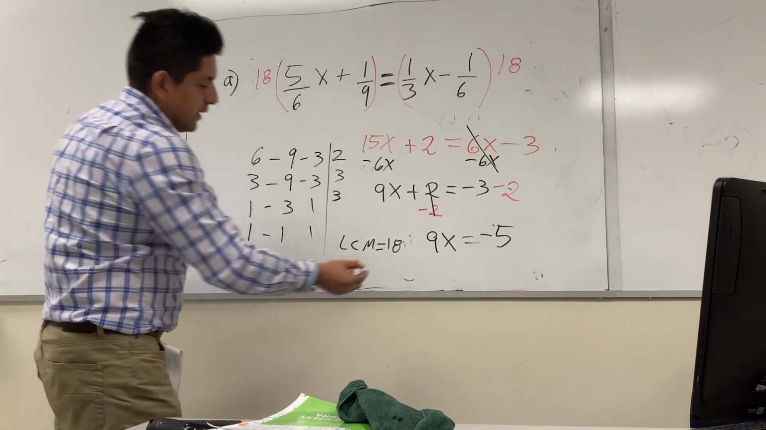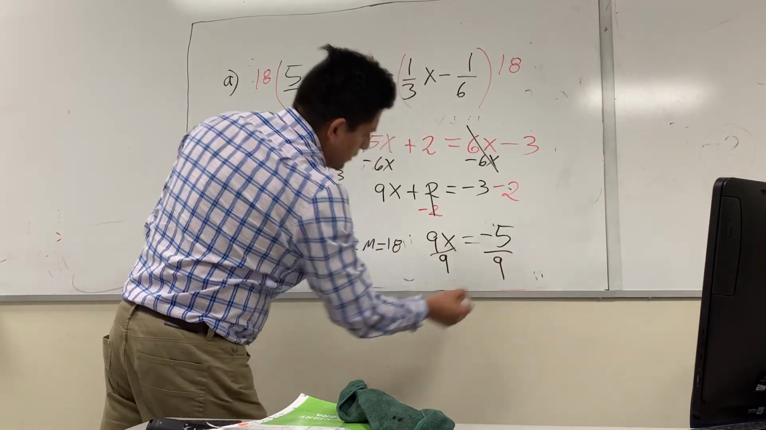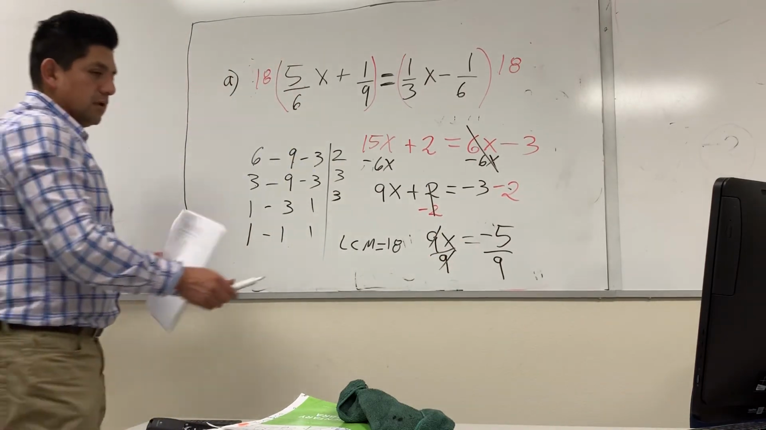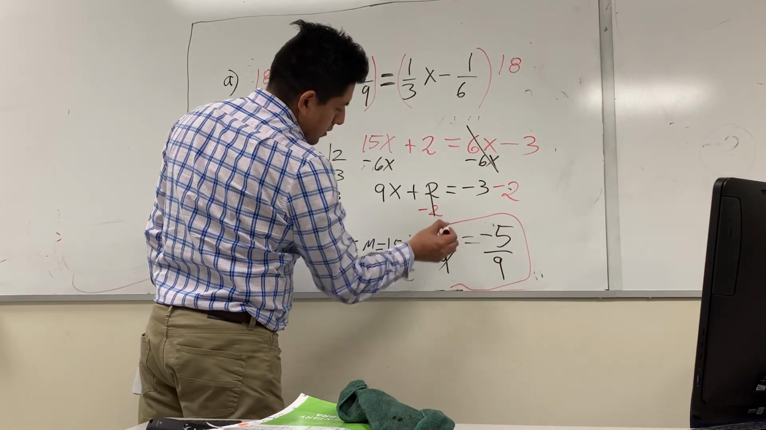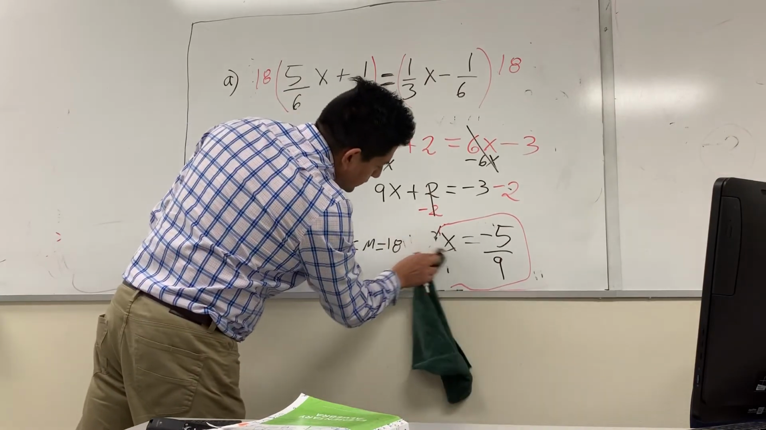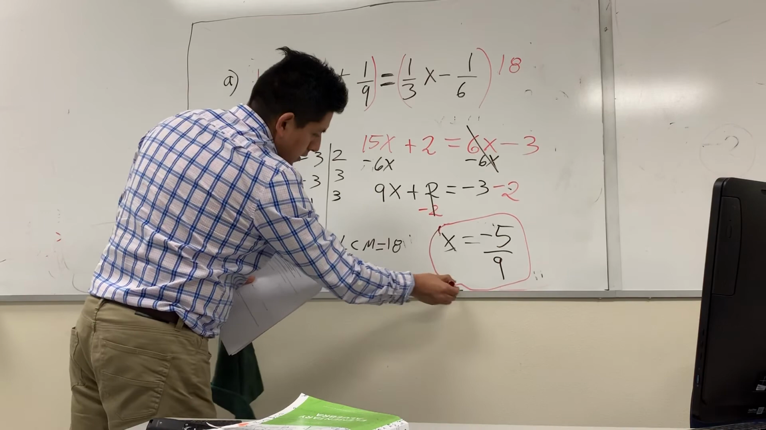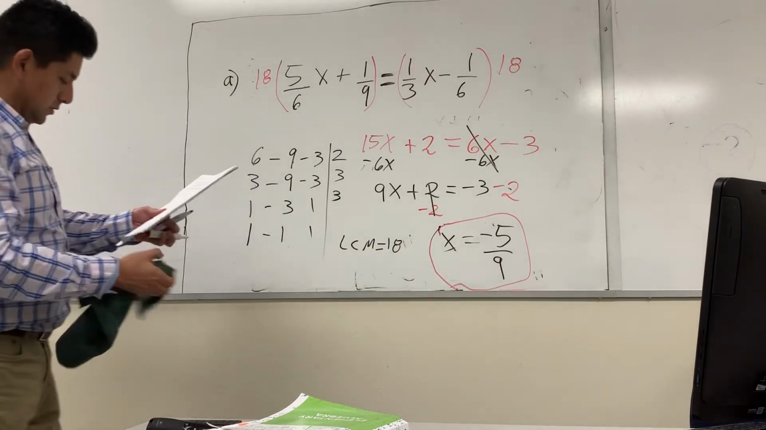So finally I divide both sides by 9, and then x is equal to -5/9. So that would be my answer right here. After I cancel out the 9's. There you go. Okay, so we will do one more.